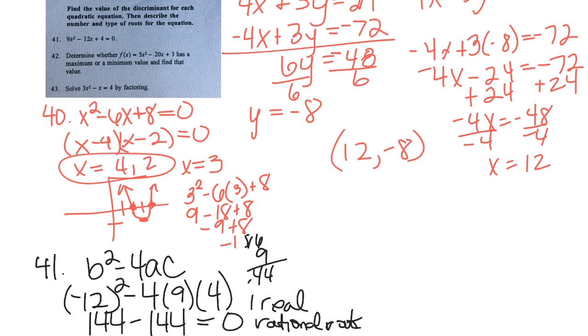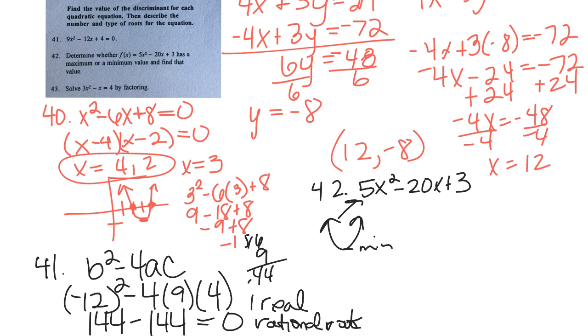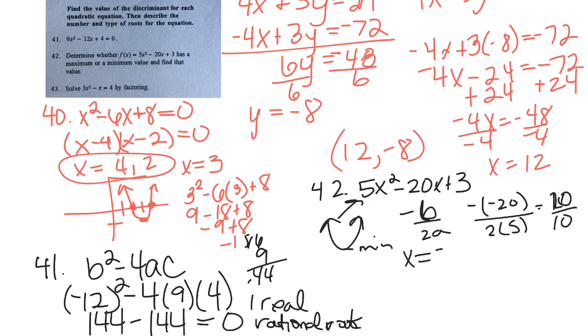42. Determine whether it has a maximum or minimum and find that value. So we have positive 5x squared minus 20x plus 3. When this is positive, that means the parabola opens up. So that means we have a minimum. To find it, we find our vertex, negative b divided by 2 times a. So negative 20 over 2 times 5. So that's positive 20 over 10, x equals 2.